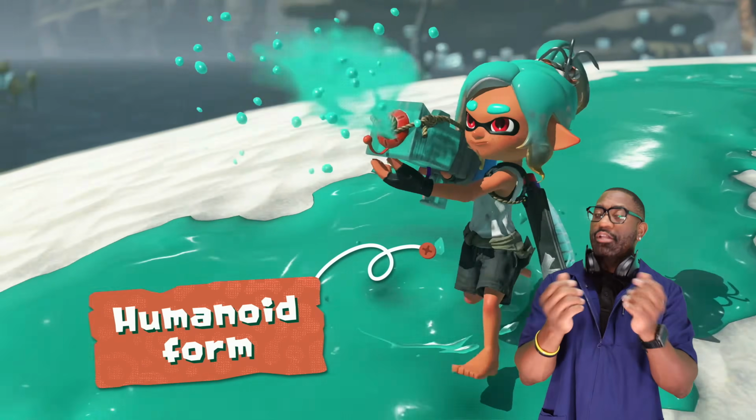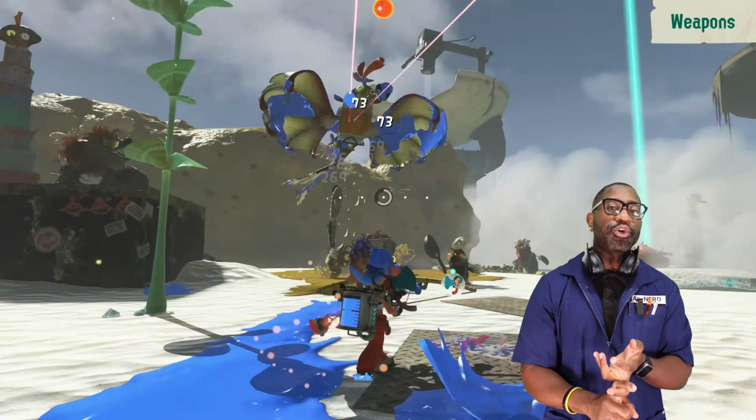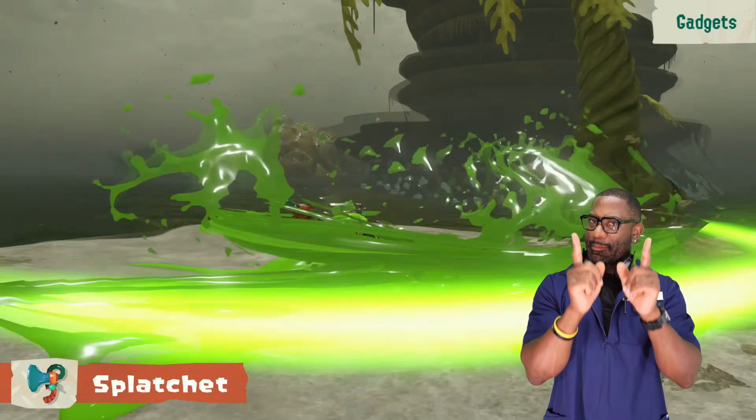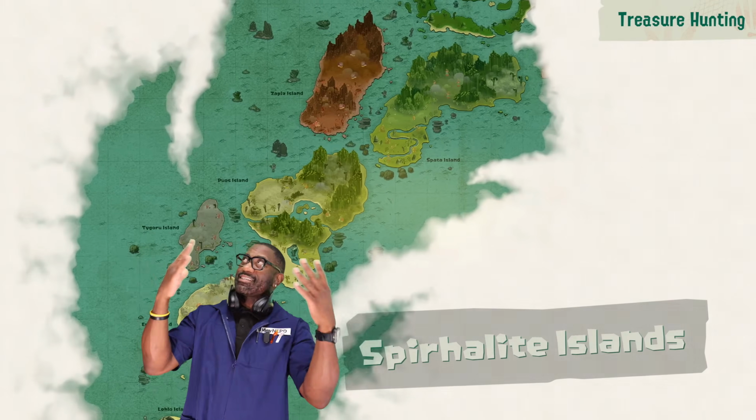So the next time you're playing Splatoon Raiders and taking aim at some savage salmonids in the search for treasure, remember, you're not just seeing colorful ink, you're discovering real science through viscosity, non-Newtonian fluids, fluid dynamics, and projectile motion. And that right there is just as fascinating as the Spiralite Islands themselves. So always remember, a cool mind is a curious one.